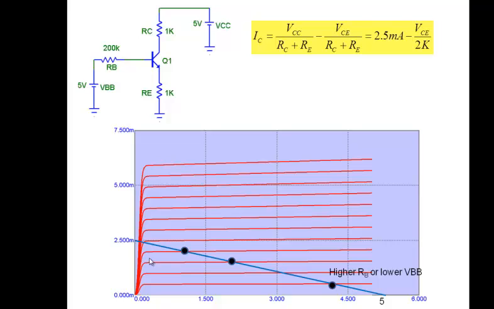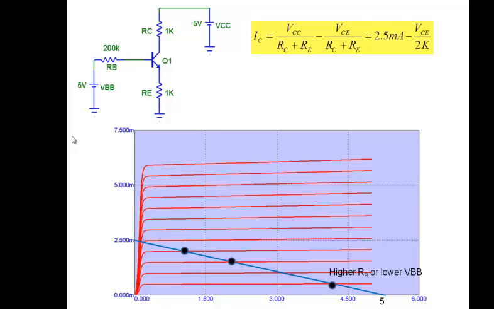So what you're seeing here is that if I fix my input side of the circuit, then I can move along a particular IB curve by changing the value of RC. Or I can move between different IB curves by changing RB and VBB. So these are the things that are under your control.